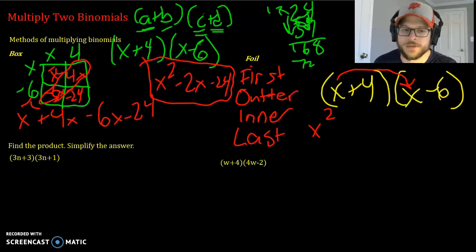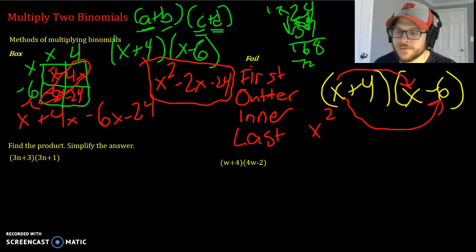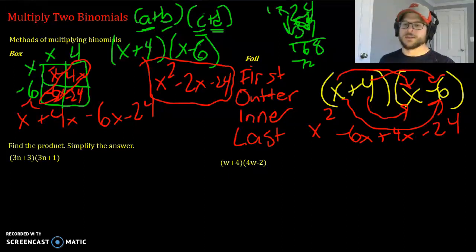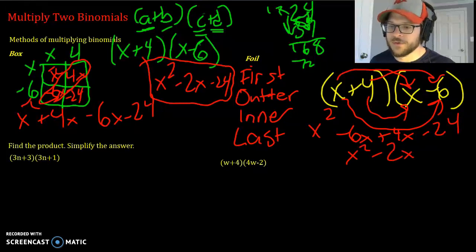We're going to get the same answer that we did previously, it's just a different way to organize our terms together. O stands for outer, so we're going to be multiplying x times negative 6. I stands for inner, which is 4 times x. And L stands for last, which is 4 times negative 6. Notice how, again, these are the exact same terms, and they're going in that order. Negative 6x plus 4x combined to give you your negative 2x.